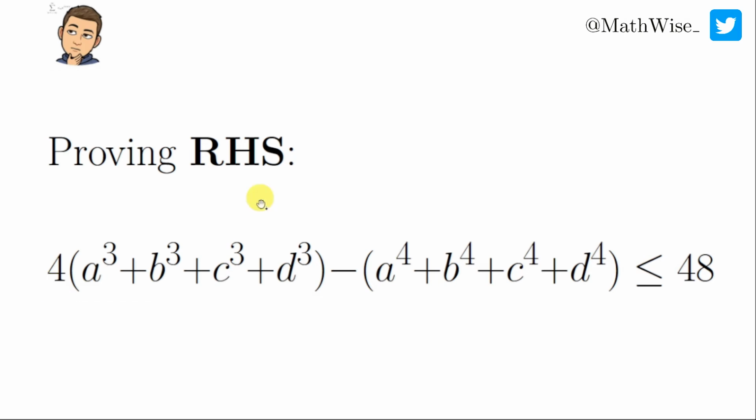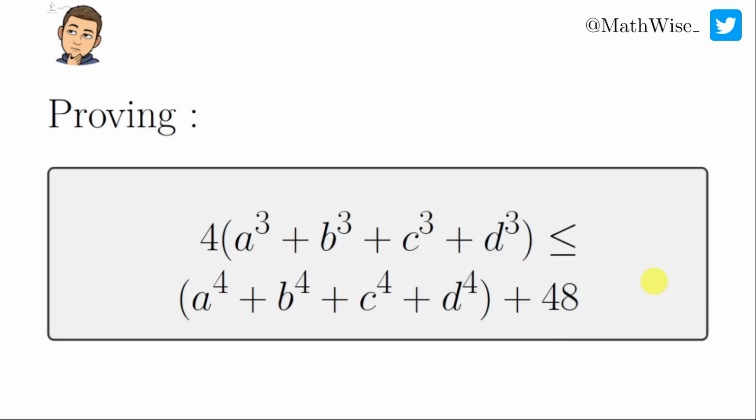Okay, so now we'll prove the right hand side, that is 4 times the sum of cubes minus sum of powers of 4 less than or equal to 48. And this will be much easier than the left hand side. So in other words, we also prove this. We just move the powers of 4 to the right hand side by adding the sum of powers of 4 to both sides, right?